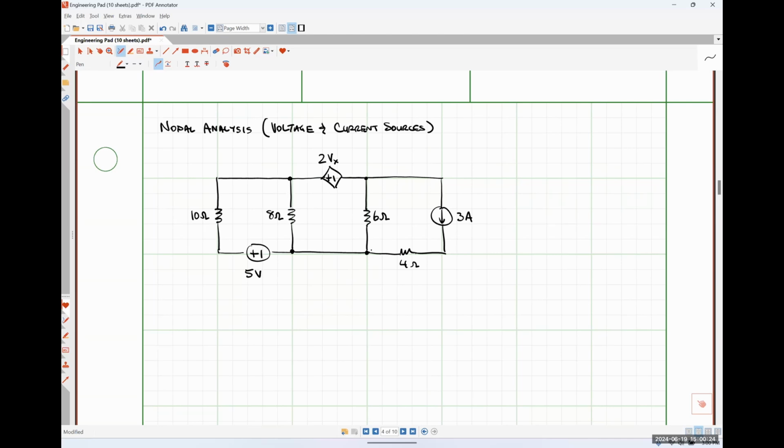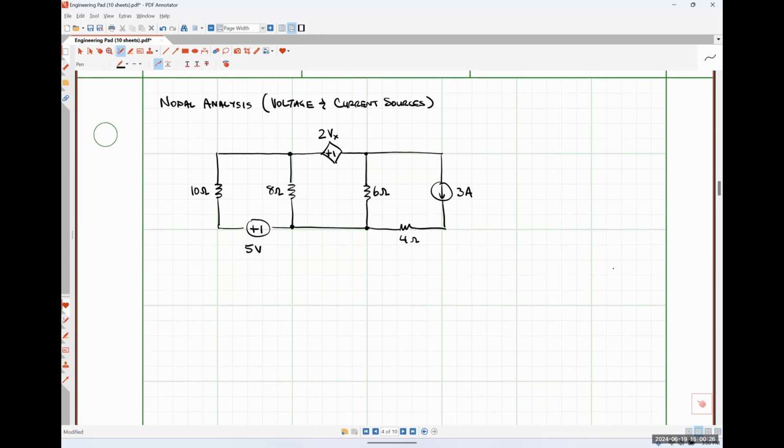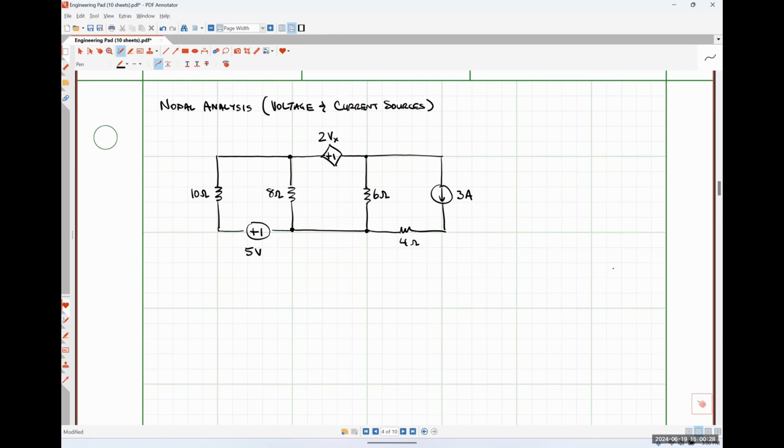So our steps are going to be very similar at the beginning. Oh, and I guess I need to define a voltage Vx. So let's define that voltage Vx to be this voltage right here across our 6 ohm resistor. Okay. So our first step is still going to be identify our nodes.